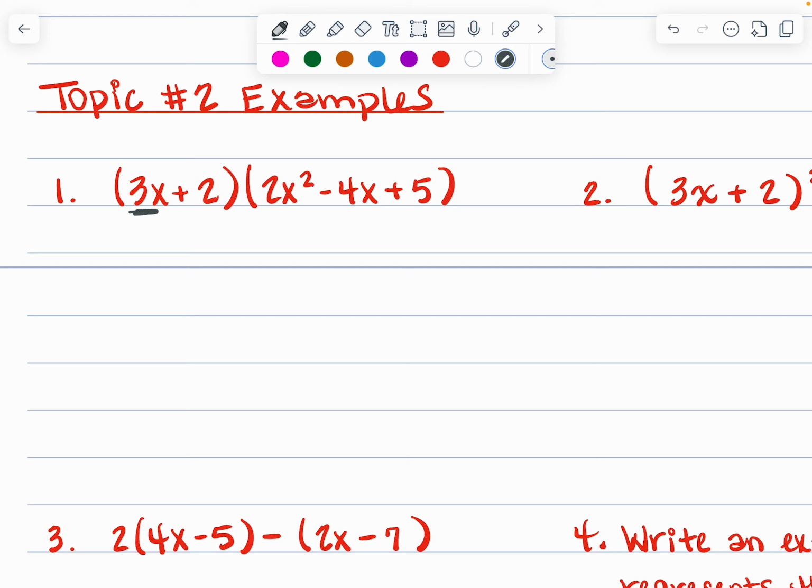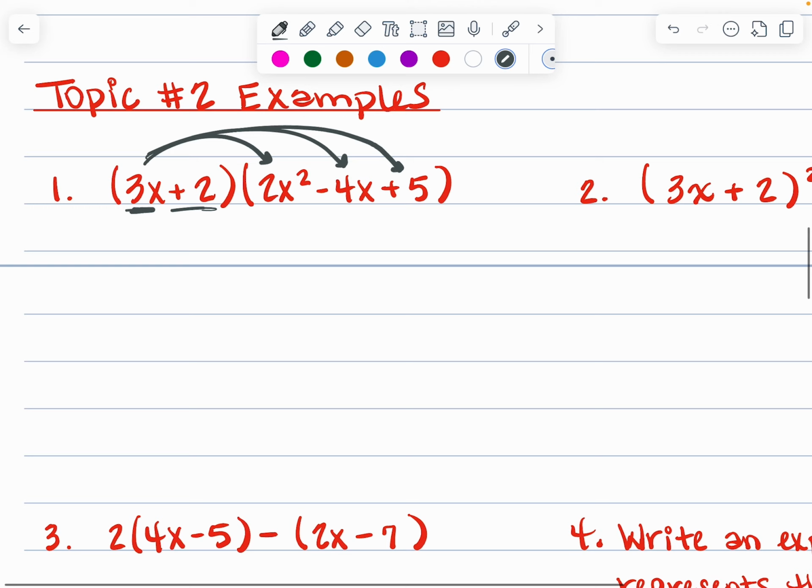This 3x term has to get multiplied times all the terms over here. And this positive 2 also has to get multiplied times all the terms in that second parenthesis. And it's going to be a really big long, it's going to be 6 terms total, right, when we get done multiplying that all out. And then you're just going to combine them all together to simplify the mess, right?